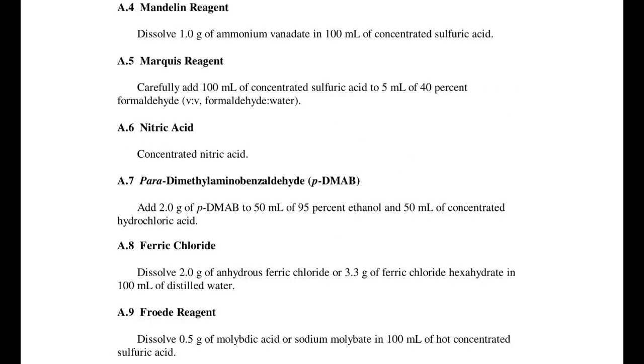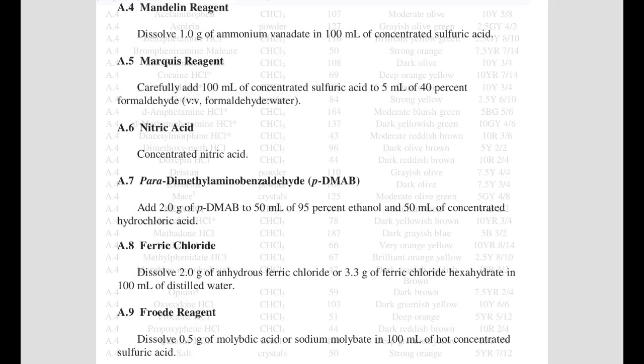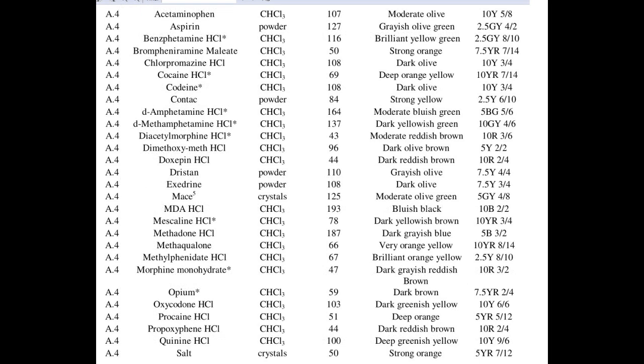Next we come to Mandelin's reagent. To make this, dissolve 1 gram of ammonium vanadate in 100 milliliters of concentrated sulfuric acid. Mandelin's reagent is a general test that is used for all manners of things, as you can see here. There are even more extensive tables for this very common reagent all over the internet.